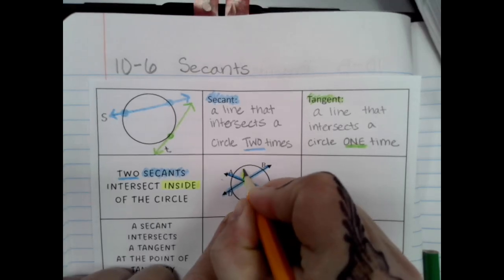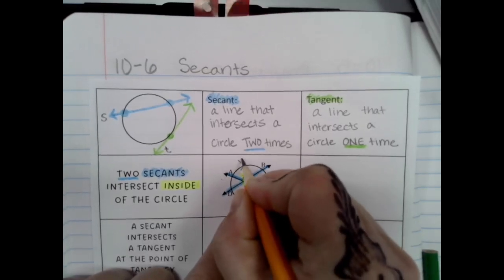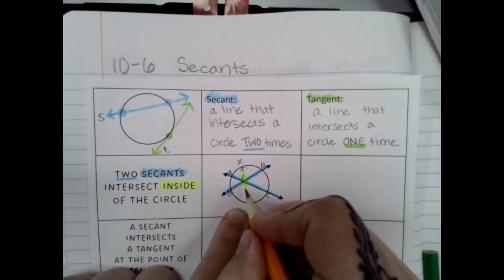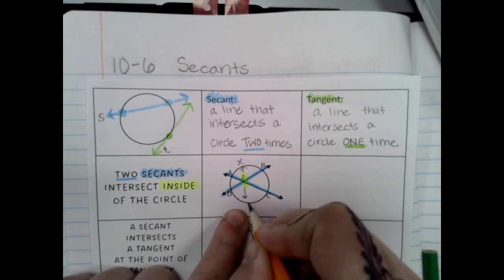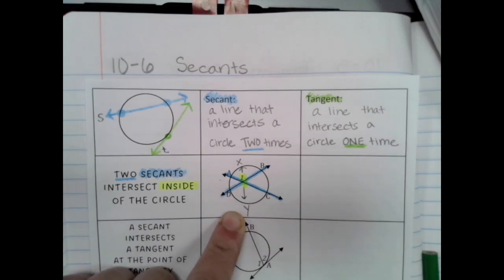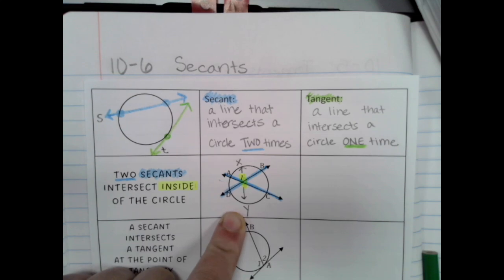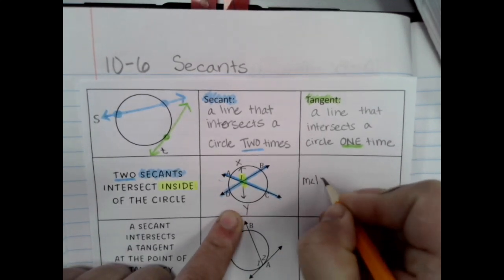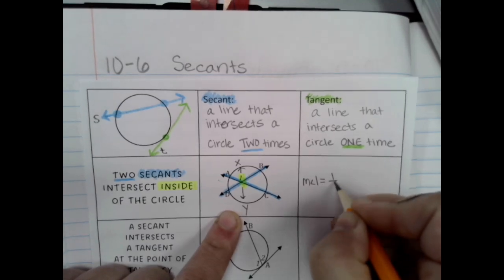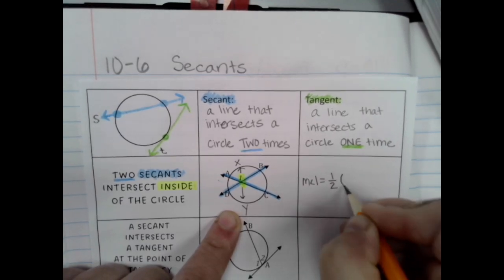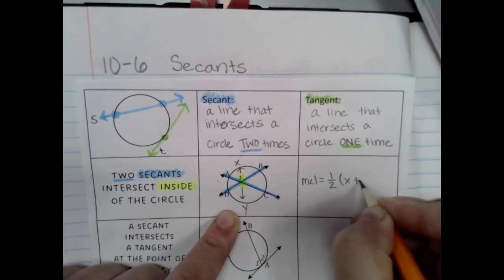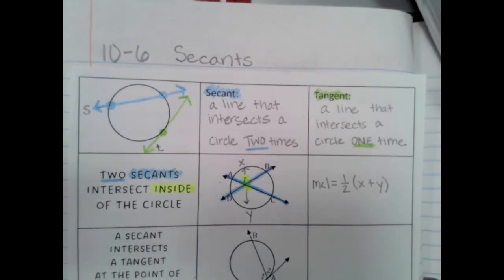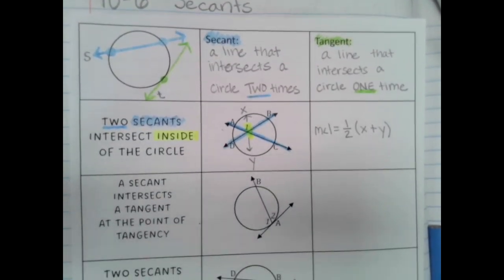So we're going to label one arc that's across from the 1 x, and the other arc that's across in the opposite direction, y, and our formula to find that angle, measure of angle 1, equals half of x plus y. So we add x and y together and then divide by 2. We average those arcs. So 1/2 of x plus y.